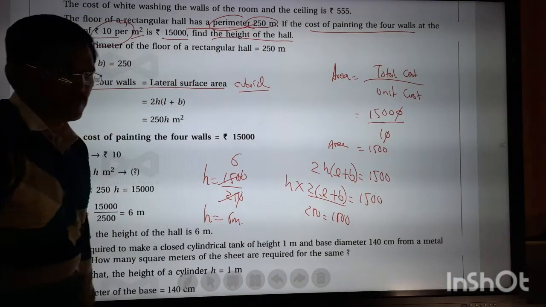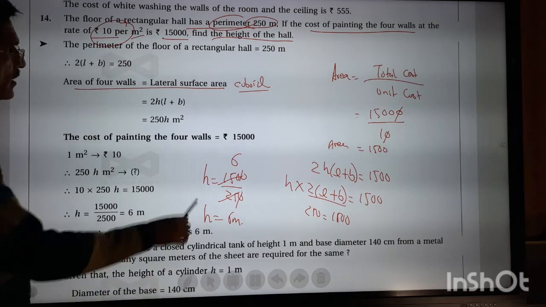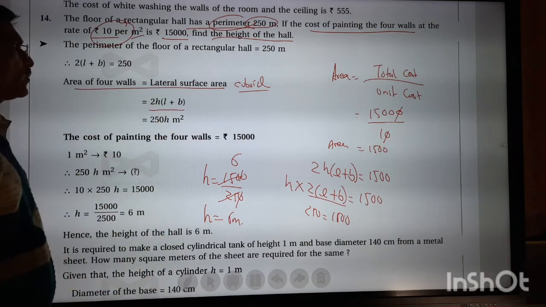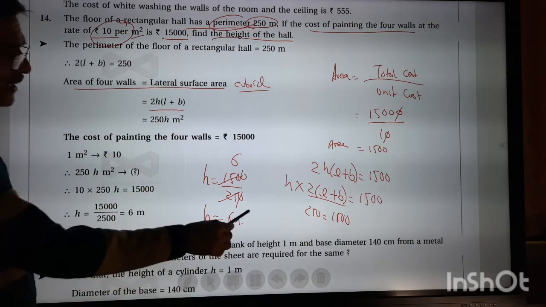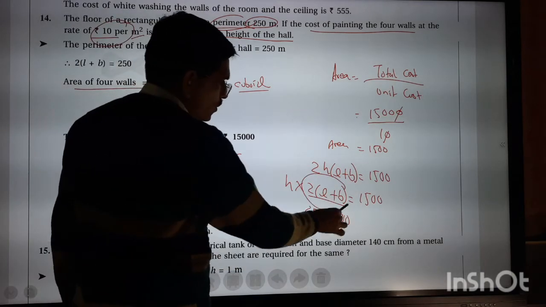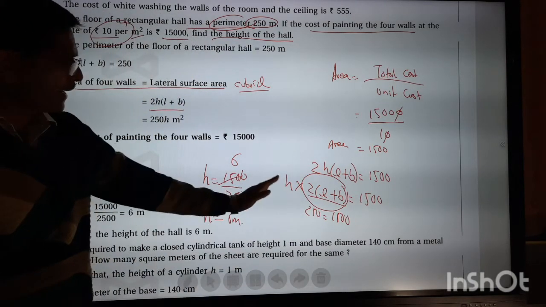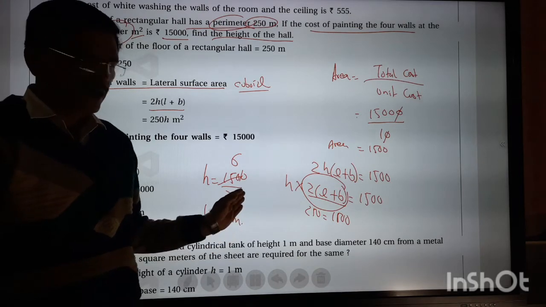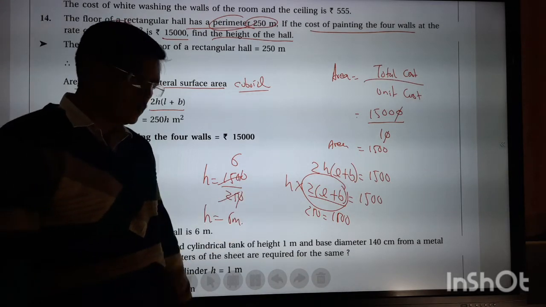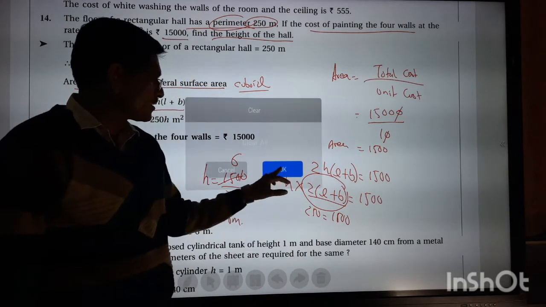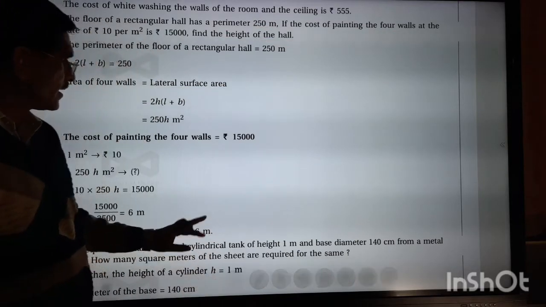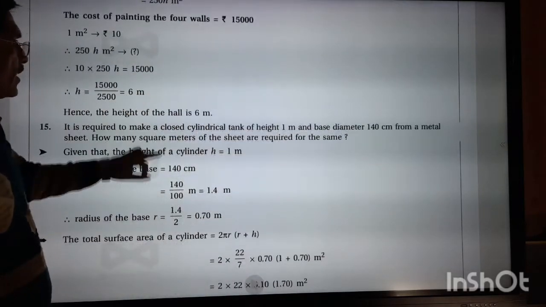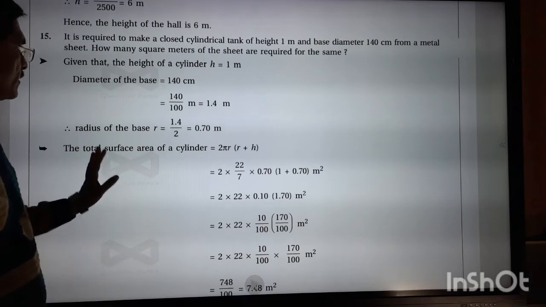So if you see properly, what is the concept related to it? 2HL plus B. I am using it as 2 in bracket L plus B, and H we have to take to one side because we want to find out the height. Already all these sums I am saying again, discuss in class. We are doing one type of revision.